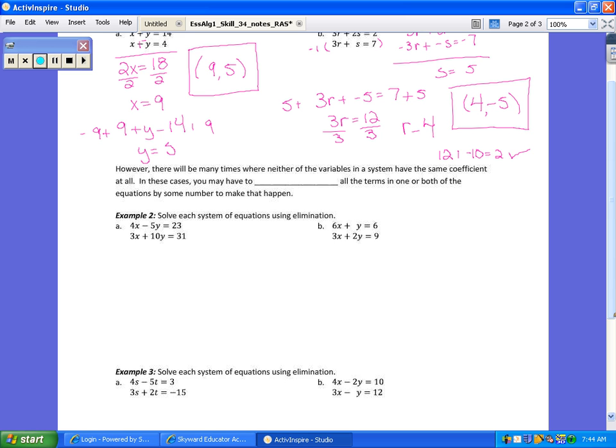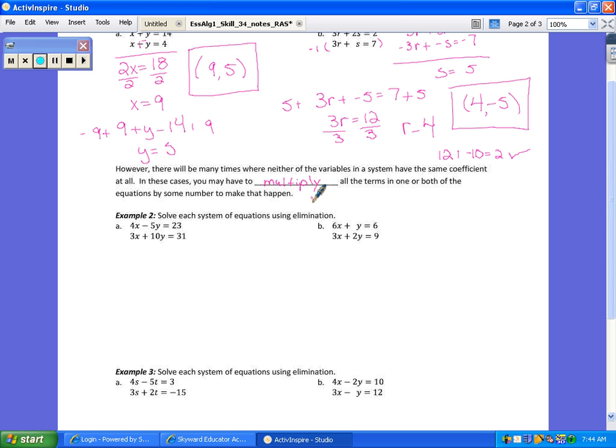However, there are many cases where neither of the variables in the system have the same coefficient at all. And in these cases, you may have to multiply all the terms in one or both of the equations by some number to make that happen. So example 2a, if I look at those, I can't just add straight down. I wouldn't eliminate a variable. So I can choose to multiply either equation by a number or both equations.